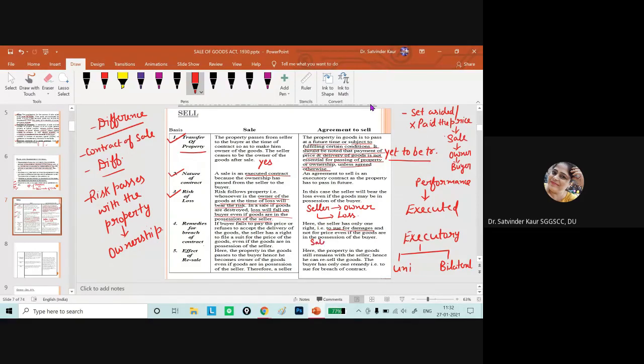For example, the example of sale on approval basis, right? So in this case, if there is some loss or the buyer fails to return the goods, goods can be taken back, but any damage or any loss to the goods can be claimed from the buyer. Then there comes the difference on the basis of effect of resale. So in case of sale, the seller cannot resell unless he is an unpaid seller within the meaning of section 54. And in case of agreement to sell, definitely the seller is the owner of the goods, so he can resell the goods. But in that case, if the buyer has suffered some loss or damage, the buyer can claim the particular remedy.